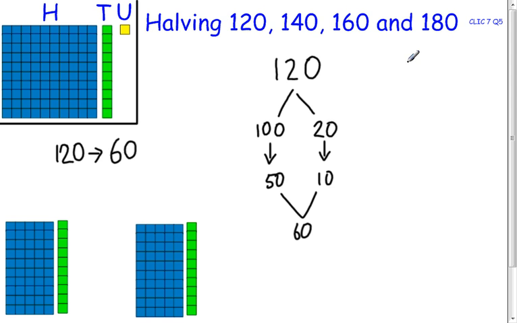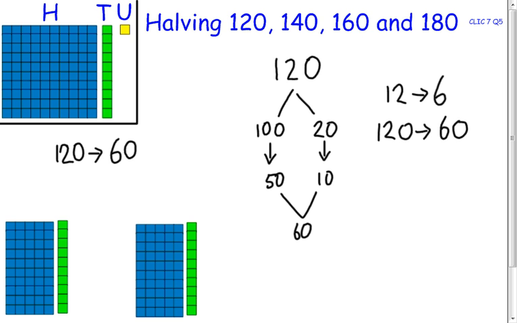Here's another shortcut. What's half of 12? 6. So if half of 12 is 6, half of 12 tens is 6 tens, and we normally call that 60. Well done.